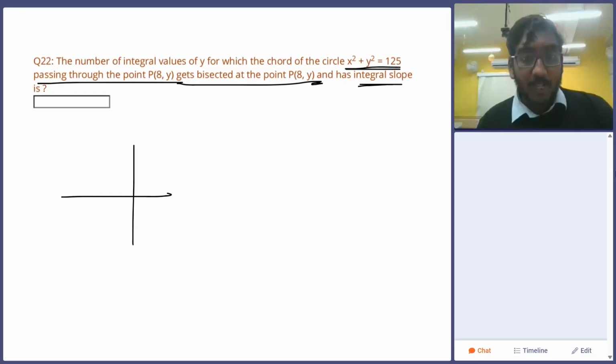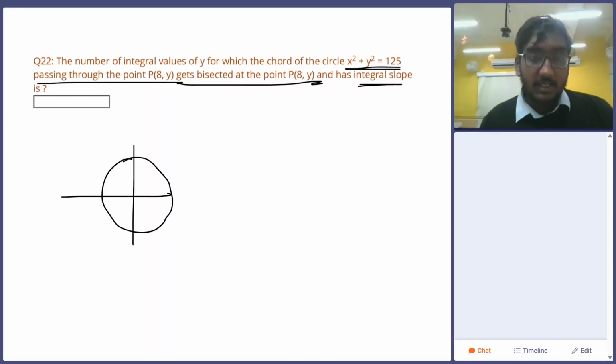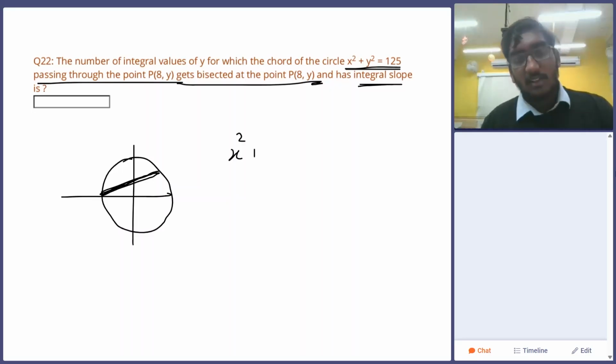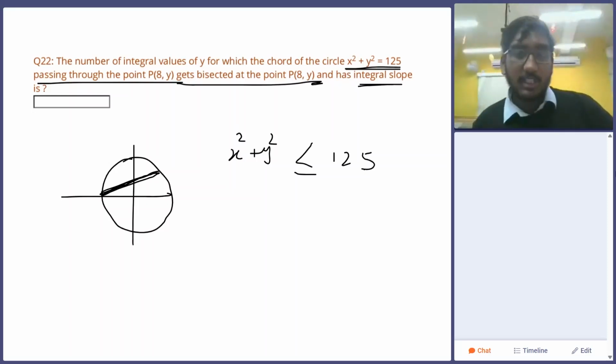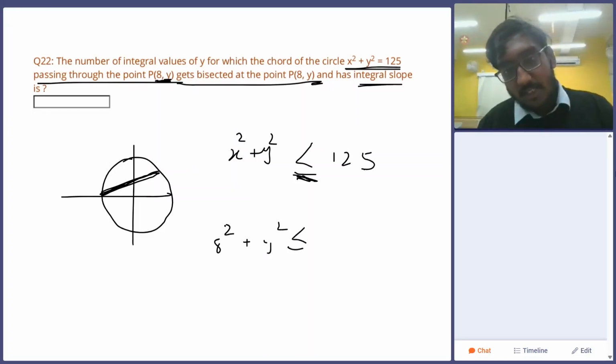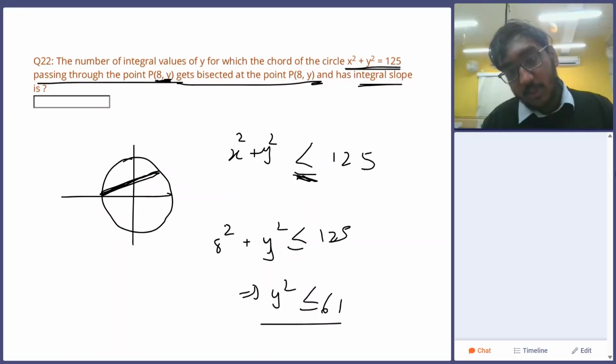Because see, in case any chord is there inside the circle, then clearly any point on the chord will satisfy x square plus y square less than or equal to 125. It will not exceed 125. Any point inside the circle or on the circle will satisfy this. Outside the circle, it will be the other way, x square plus y square greater than 125. And (8, y) is also a point which lies on the circle, so it will also satisfy this inequality. That means 8 square plus y square is less than or equal to 125, so y square is less than or equal to 61.